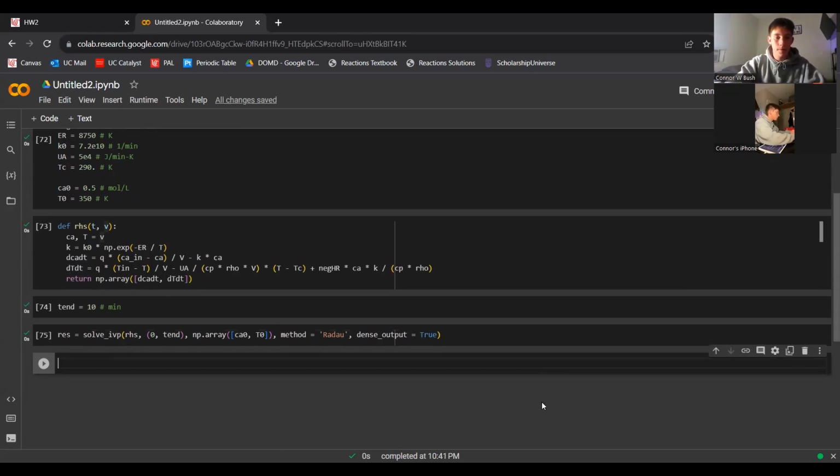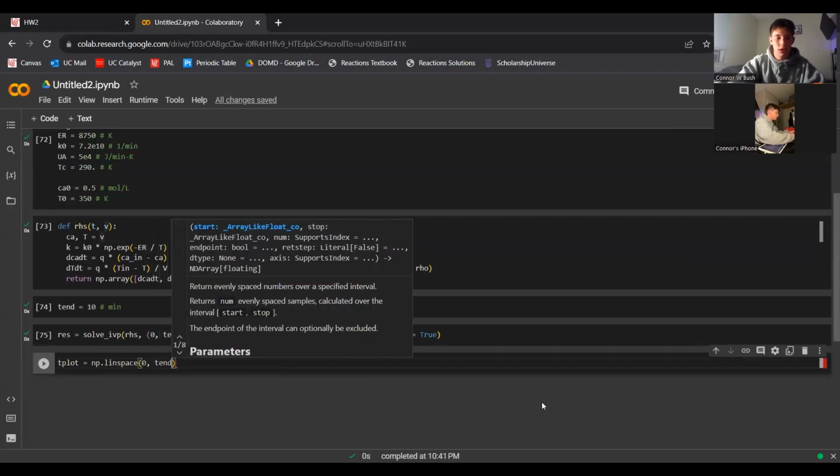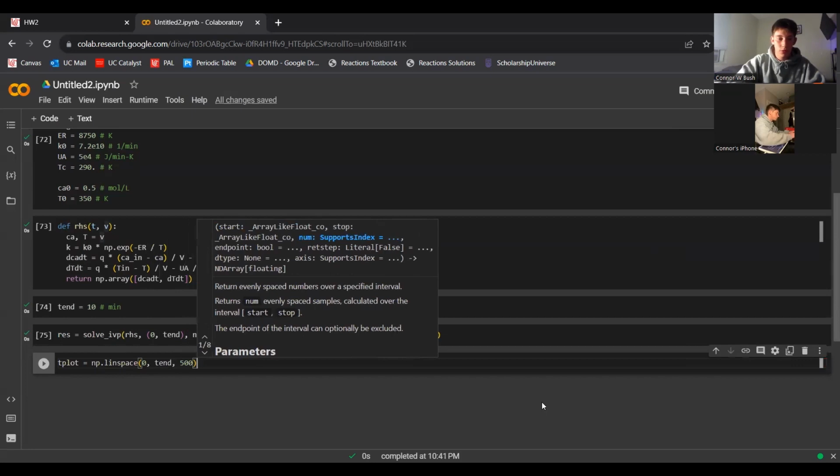So to make our arrays for the y-axis and x-axis, in that case t_plot, that's going to be our time plot, the x-axis. We're going to do evenly spaced from 0 to t_end with 500 points.